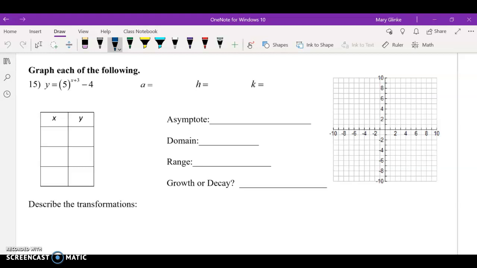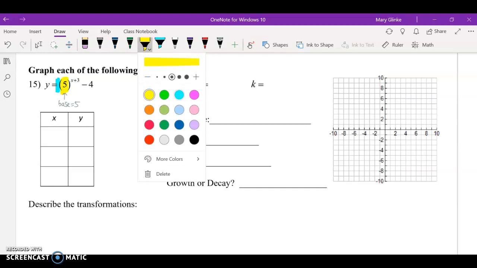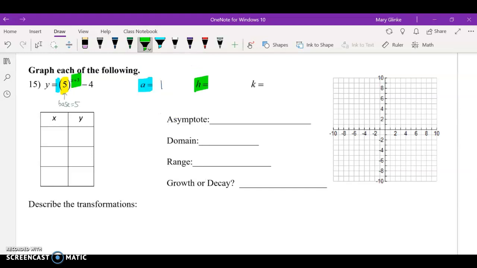So for the graphing ones, we need to be able to identify A, H, and K as well as your base. Your base is always going to be what is raised to the power. So for this one, our base is 5. A is going to be out in front. In this case, if A is missing, it is 1. H is going to be whatever is up with the X, and for H, you're always going to do the opposite. So for this one, H is going to be -3. And then the last one, K is going to be whatever is at the end. So for this one here, K is going to be -4.